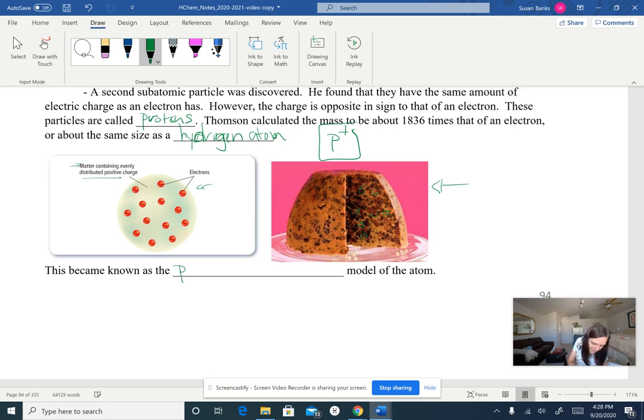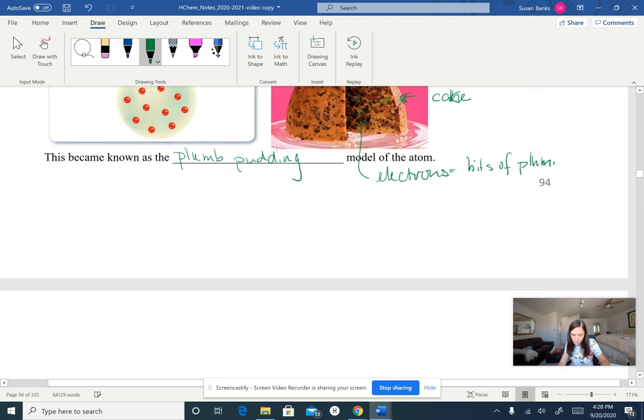So he thought of this as the plum pudding model of the atom. We have that positive matrix, that is the cake part of the pudding, and then we have the random electrons are the bits of plum. Okay? This is a very common cake in Britain, especially around the Christmas holiday season. So if you have British heritage, you might have actually had some of this.